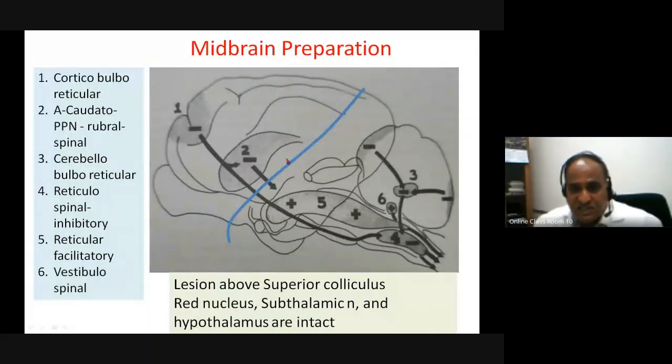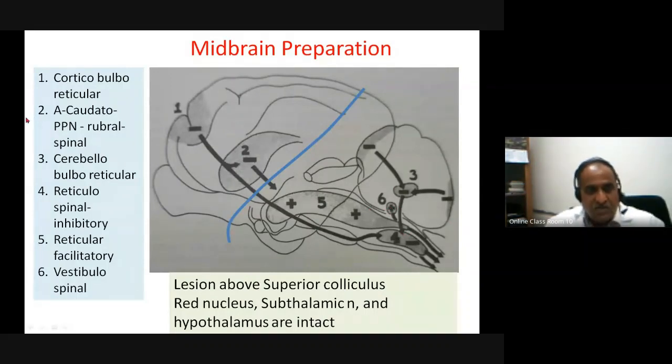Now here you can see the superior colliculus. This is the lesion wherein the suppressor activity of the cerebral cortex and of the basal ganglia and red nucleus regions, whatever the activity from the cortex, basal ganglia and red nucleus, is not reaching. So now you have the facilitatory pontine reticular system, the inhibitory medullary reticular system, the cerebellar system, and the vestibular system.